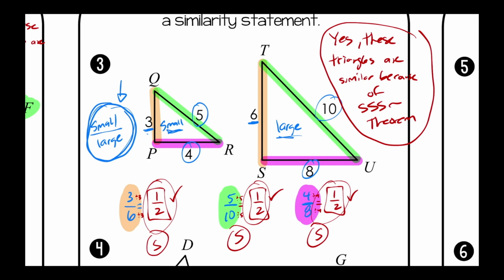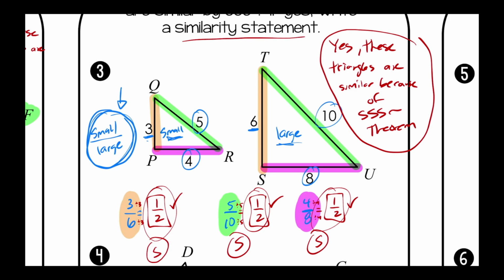Okay, and then one last step, we need to write a similarity statement. So we have to say triangle blank, blank, blank is similar to triangle blank, blank, blank. So how are we going to know which ones? Well, let's do this. Let's look at the corners. This corner is orange pink, right? Orange pink. So I'm going to put P. And then this corner is orange pink, which is S. So they both go first.